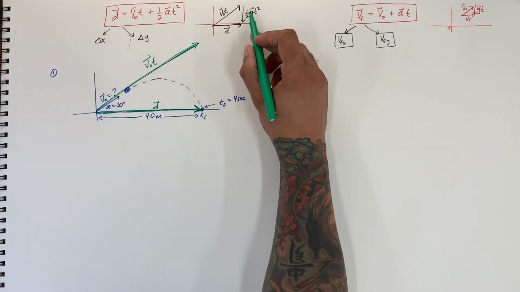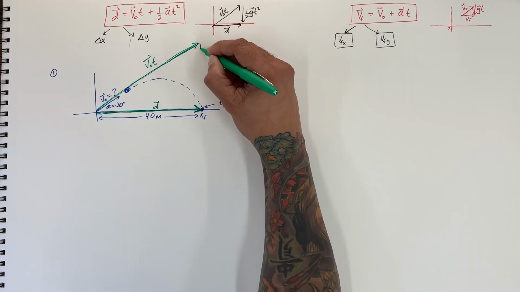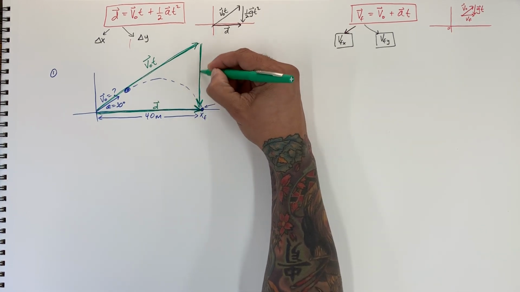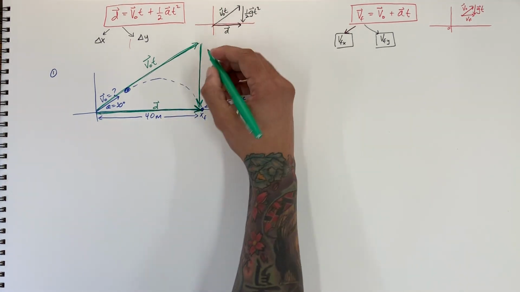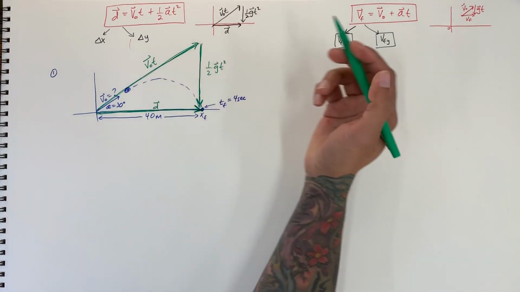Okay, and the last term, 1/2 gt squared, gravity, is always pointing down. Okay, always. Gravity always points down. So this vector always needs to be pointing in that direction. Okay, so that's 1/2 gt squared.